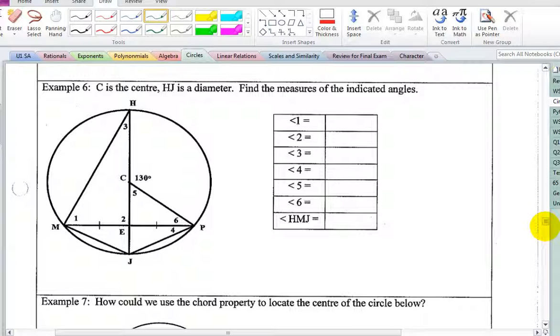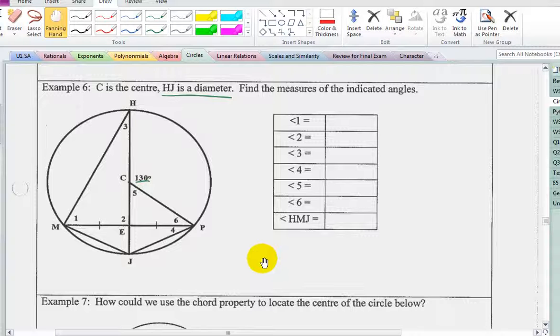Now we have a different type of question. So now we're going to look at the angles. Some of these questions we'll talk about are going to involve Pythagoras. Others will involve the angles. So HJ is the diameter. What is angle 1 then? Here's 130. What's angle 1 got to be?